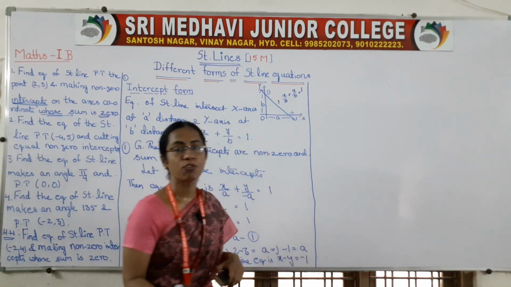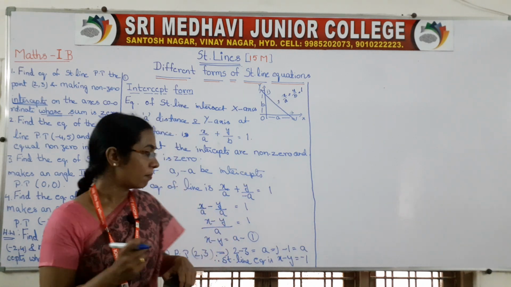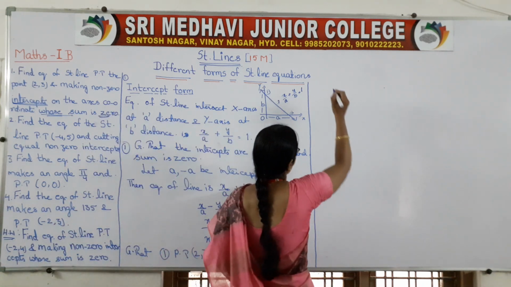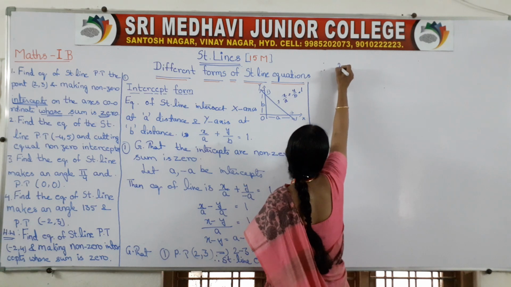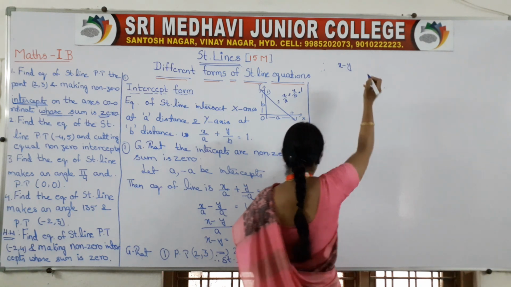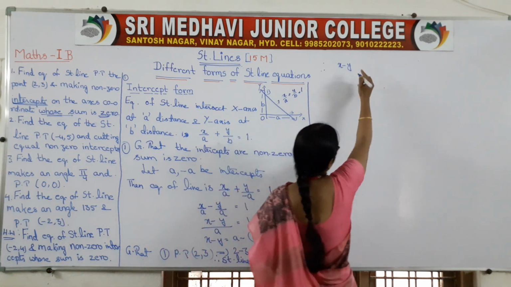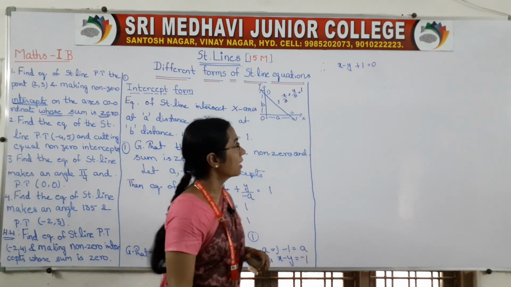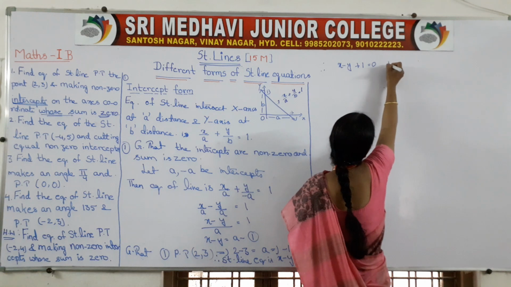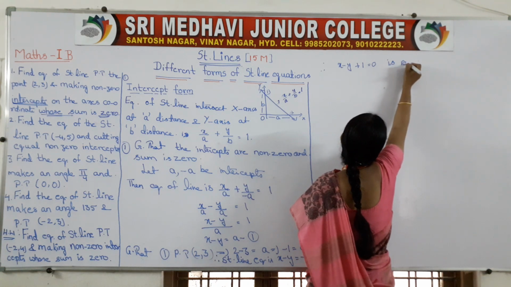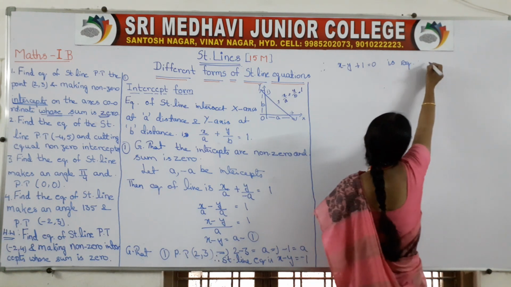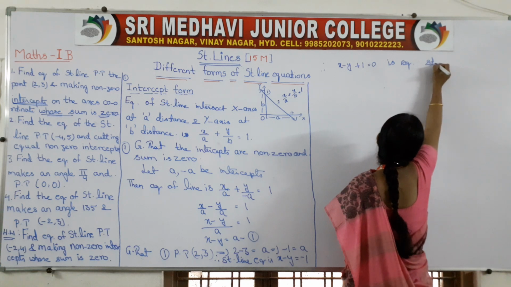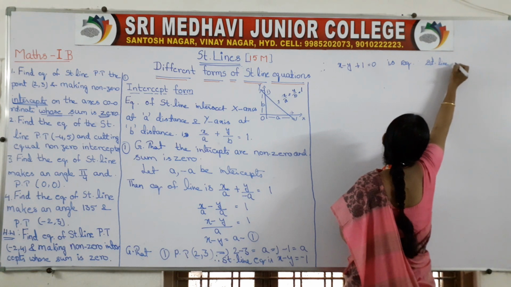Generally it should be of the form ax plus by plus c is equal to 0. So finally it is x minus y; bring this to the left side, minus 1 becomes plus 1, so x minus y plus 1 is equal to 0 is the required straight line equation.